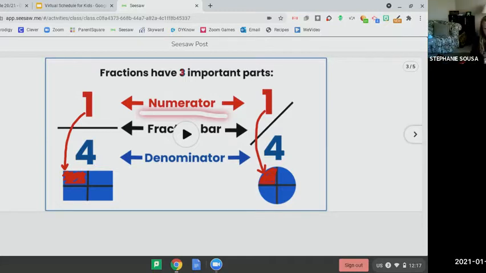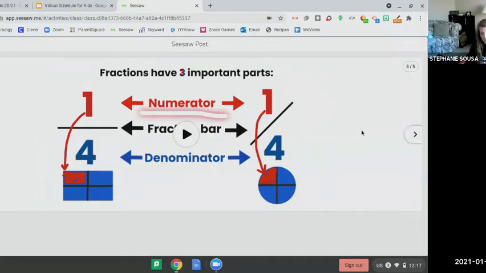The denominator tells how many parts are in the whole. So all of the item, how many parts were there, okay? So remember, the denominator is never how many are not shaded. The denominator is how many are on the whole item, the whole set, okay?